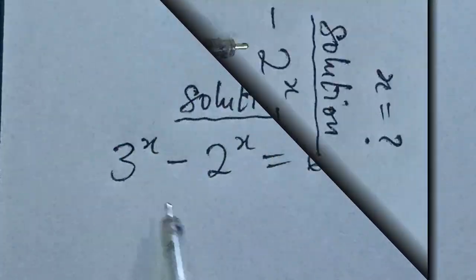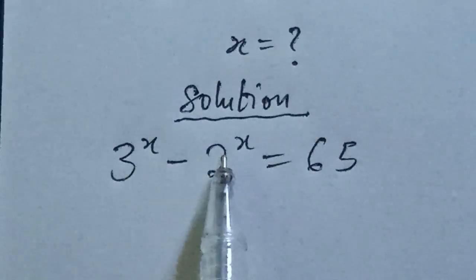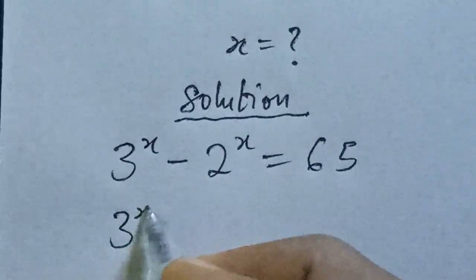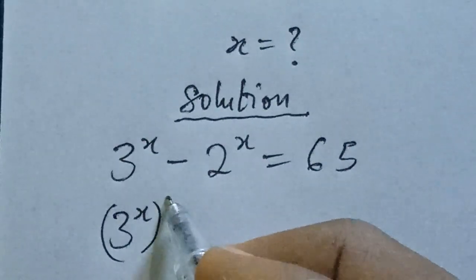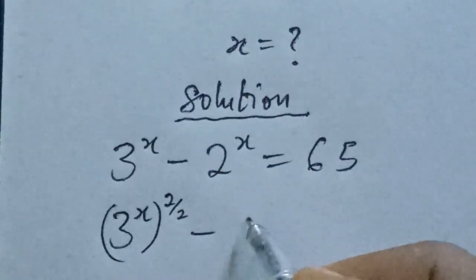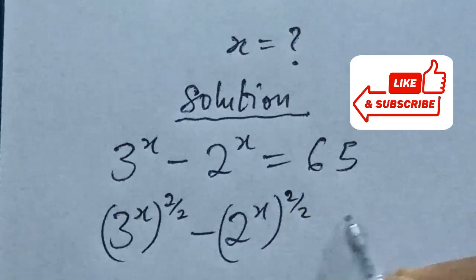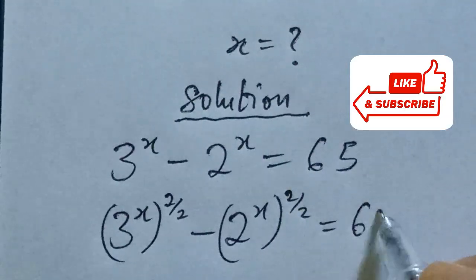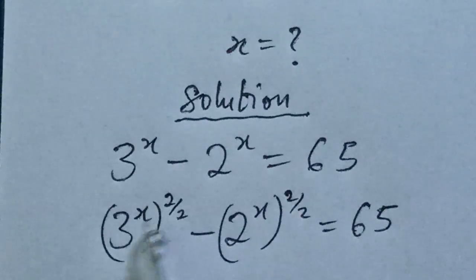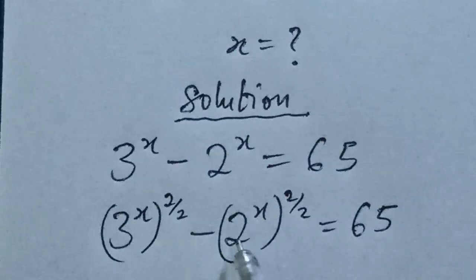Here we can multiply this expression separately with exponential 2 over 2. So we have 3 raised to power x exponential 2 over 2 minus 2 raised to power x exponential 2 over 2 equal to 65. We are doing this in order to simplify this so as to be able to solve for x.